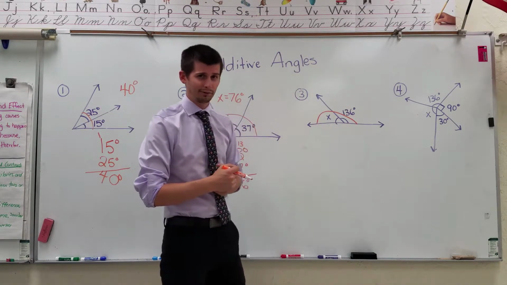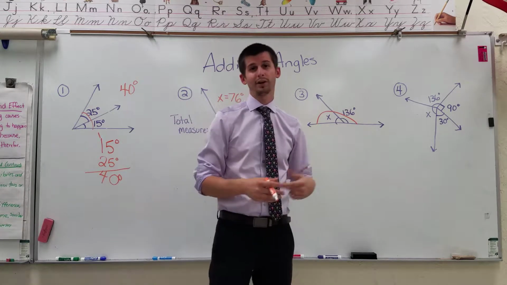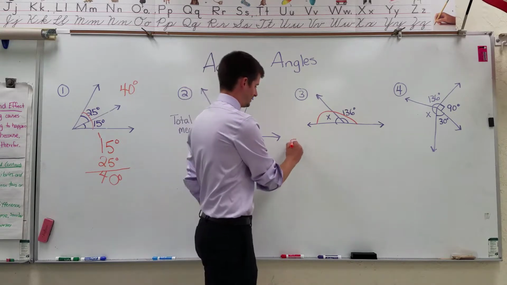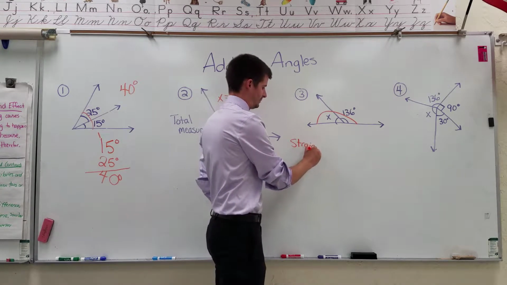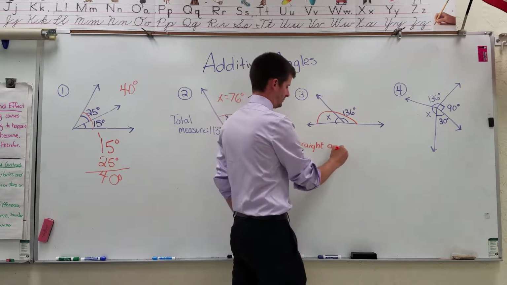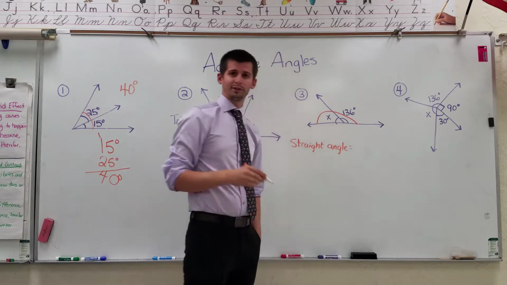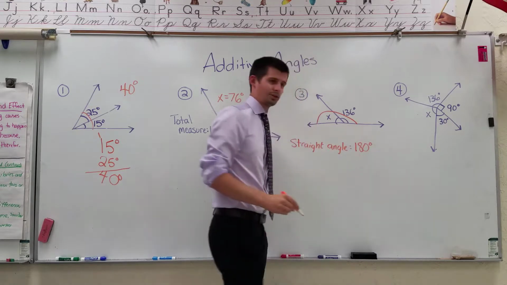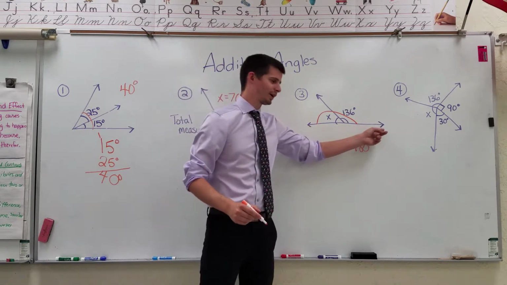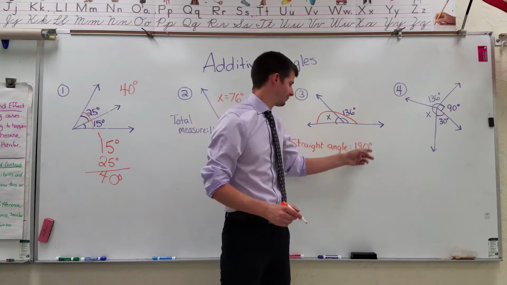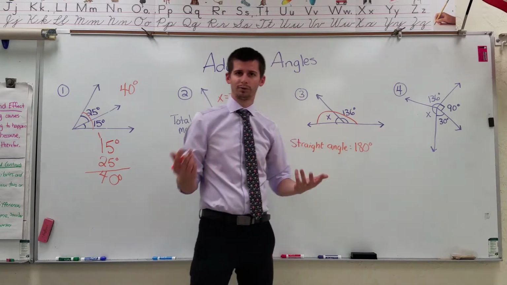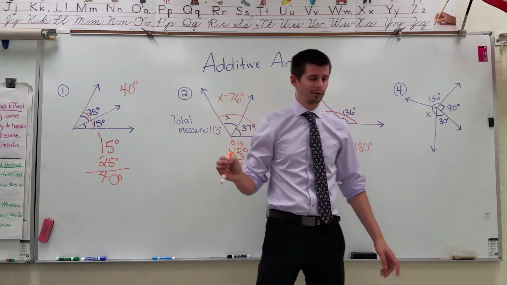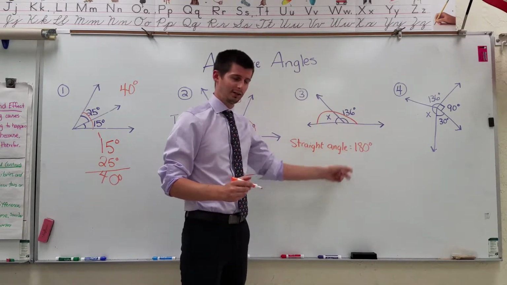We know that a straight line is a special type of angle that we call a straight angle. And we know that a straight angle, which is also called a line, measures 180 degrees. So whenever we see a straight angle like this, or it looks like a straight line, we know that it's 180 degrees. That's the total. So it's going to be a lot like the second one. Now I know my total. I know this is 180 degrees.